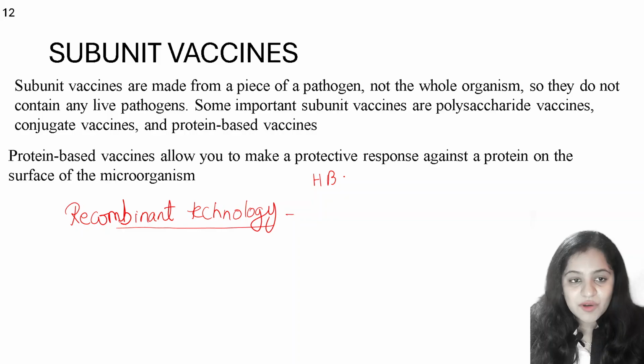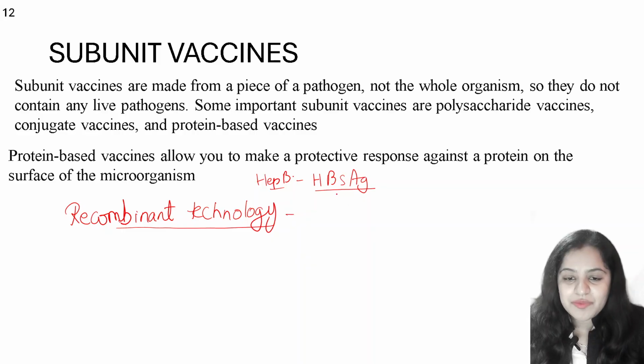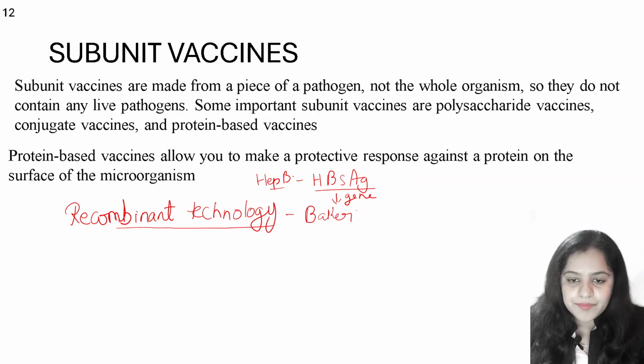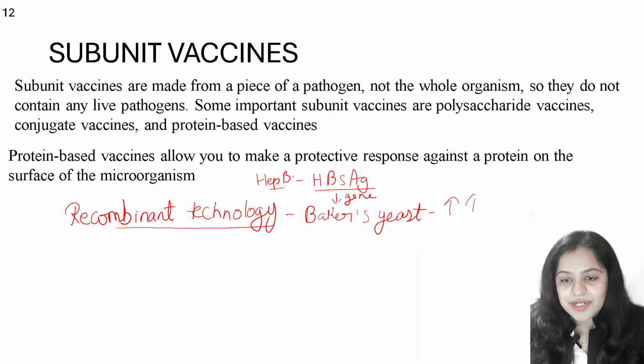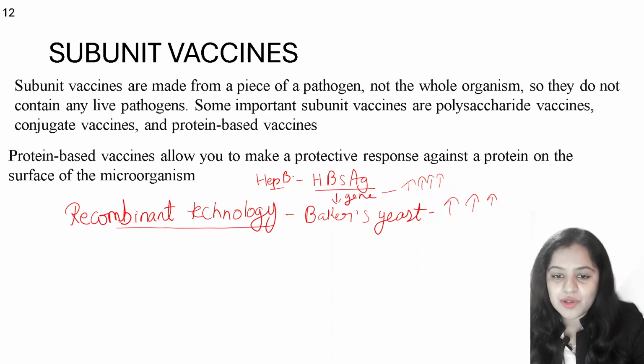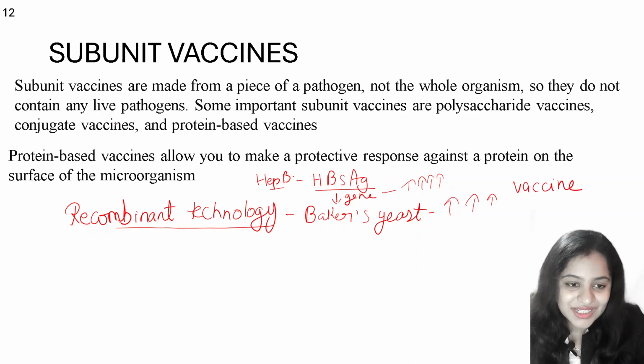One example of your subunit vaccine is also your hepatitis B vaccine, which uses hepatitis B surface antigen. Now, with recombinant technology, what we do is we take the gene coding for your hepatitis B surface antigen and put it in baker's yeast. As the yeast is multiplying, this gene is also replicated. And once we have a mass production of this gene, we can use it for the vaccine. So this is known as recombinant technology.